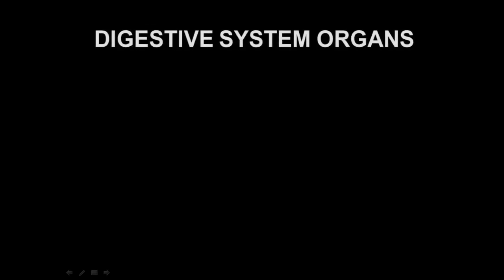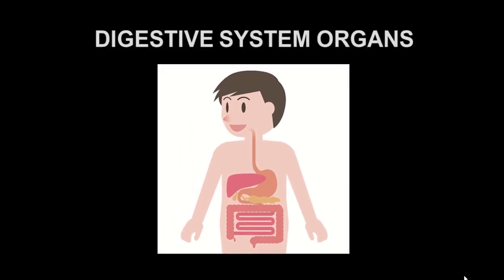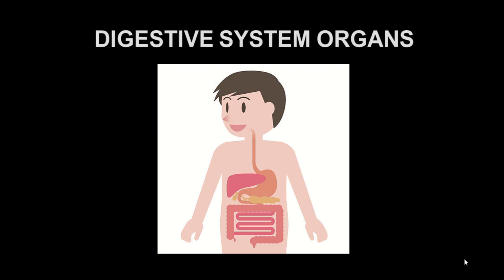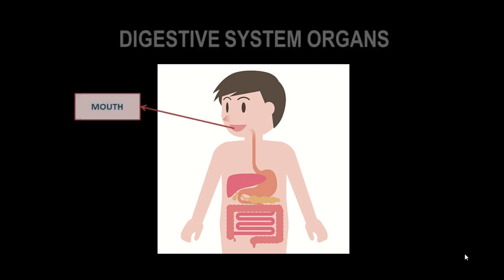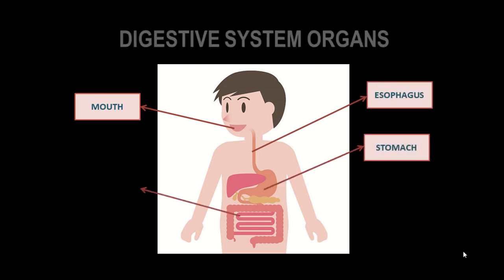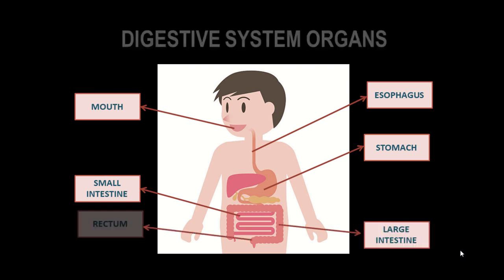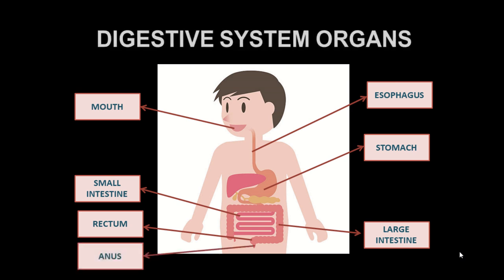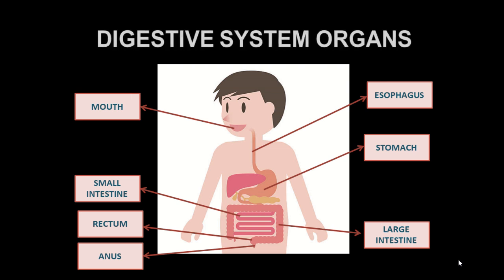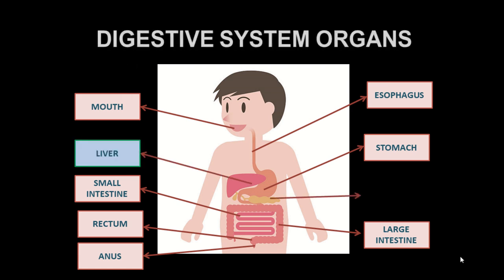Digestive system organs. The digestive system organs can be divided into two. The first one is the tract or the alimentary canal. The alimentary canal consists of the mouth, esophagus, stomach, small intestine, large intestine, rectum, and anus. And the second one is the extra organs. They help the work of the alimentary canal and consist of the liver and pancreas.